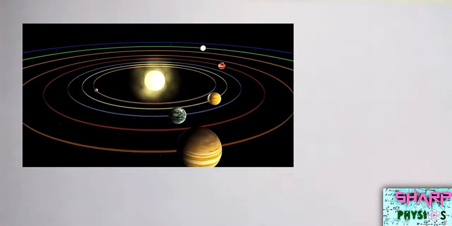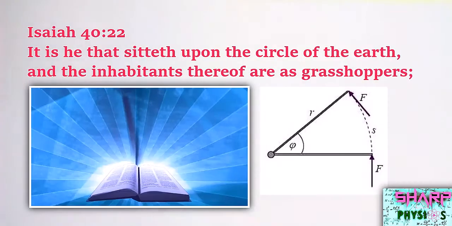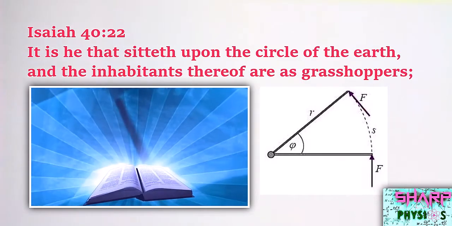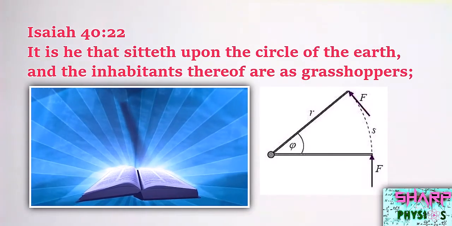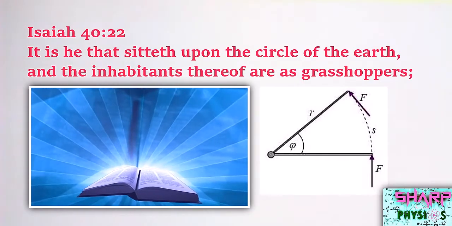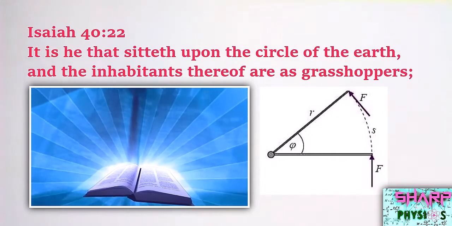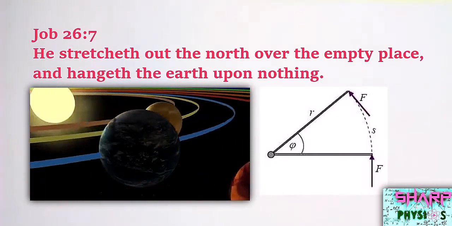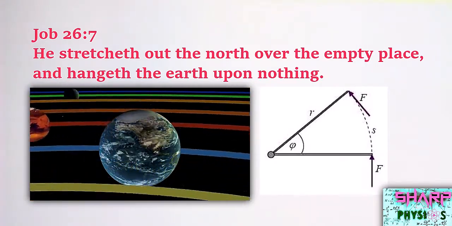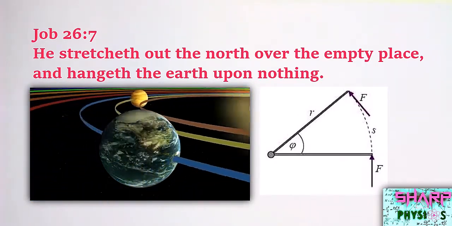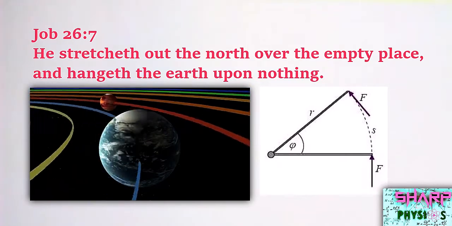So you can see the word of God here. Isaiah 40:22 says, "It is he that sitteth upon the circle of the earth, and the inhabitants thereof are as grasshoppers." Job 26:7 says, "He stretcheth out the north over the empty place, and hangeth the earth upon nothing."